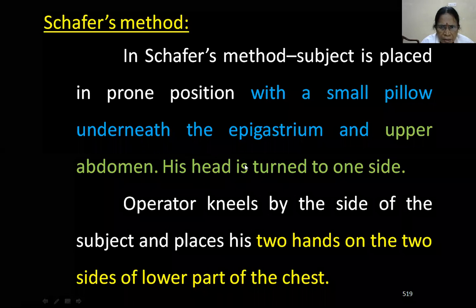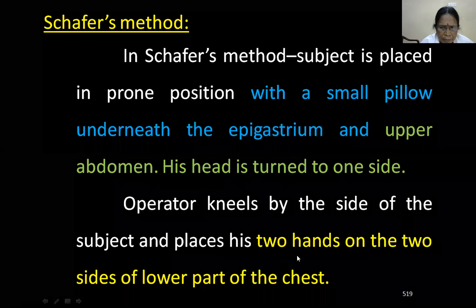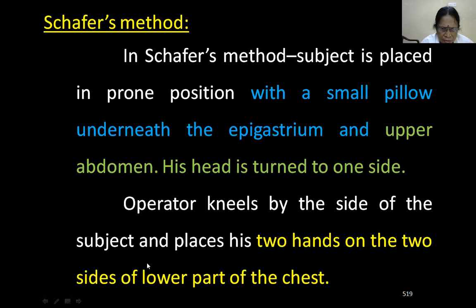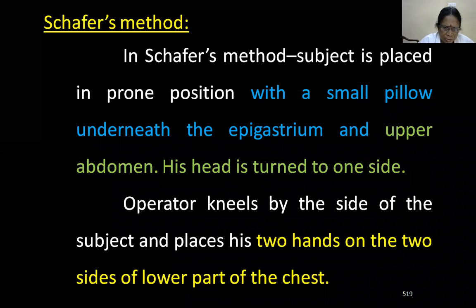A small pillow is placed underneath the epigastrium and upper abdomen, and the head is turned to one side. Now the operator kneels by the side of the subject, and the patient is in a prone position, head down position.